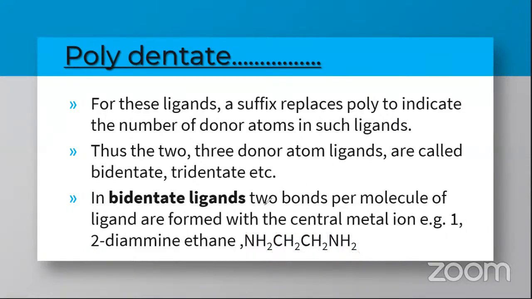But what we should know is that this ligand, we are calling it a bidentate because it has two atoms which are able to donate electrons. So we have this nitrogen here, which has lone pairs of electrons, as well as this nitrogen here. They are only two, so we call it a bidentate.